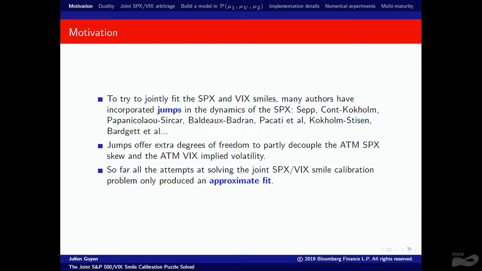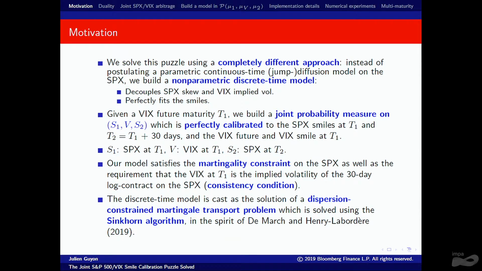So many other people have tried to solve this joint calibration problem incorporating jumps in the dynamics of the S&P. I'm citing some of the authors here. Because indeed, jumps offer extra degrees of freedom and allow to partially decouple the S&P skew and the implied volatility of the VIX. But all the attempts so far only led to approximate fits. Okay? They are not too bad, but they are not exact fits. So it's not a model that is exactly calibrated to the market data.